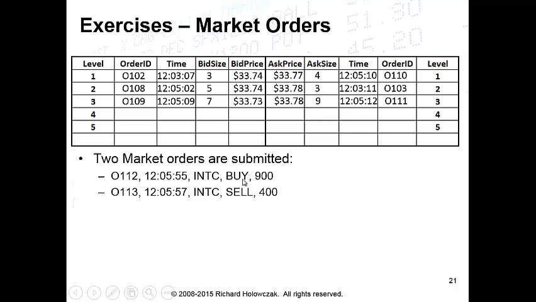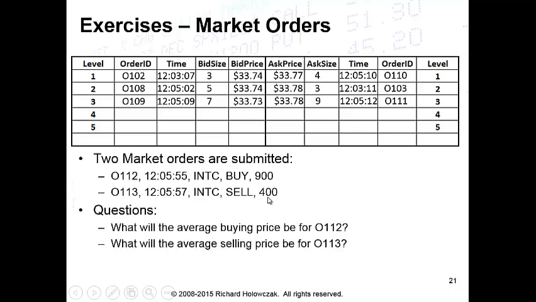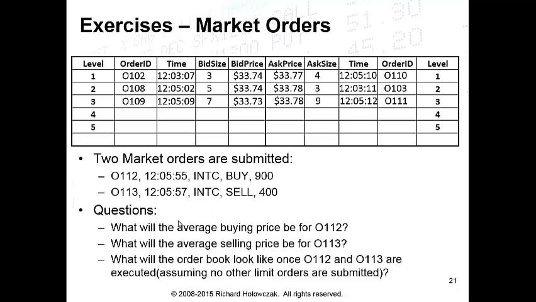So here we have a market order to buy 900 shares and another market order to sell 400 shares. Okay, and so the questions that we're going to have are, what will be the average buying price for order 112? What will be the average selling price for order 113? And then what is the order book going to look like after these two orders are executed? And again, we're going to assume that no other limit orders are submitted at this time. So I invite you again to pause, take a few minutes to write out some answers, and resume when you're ready.